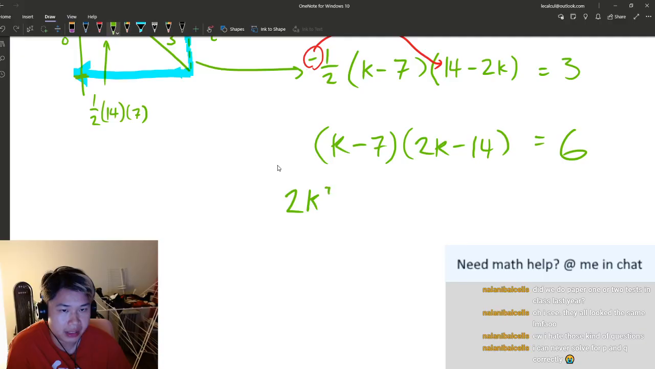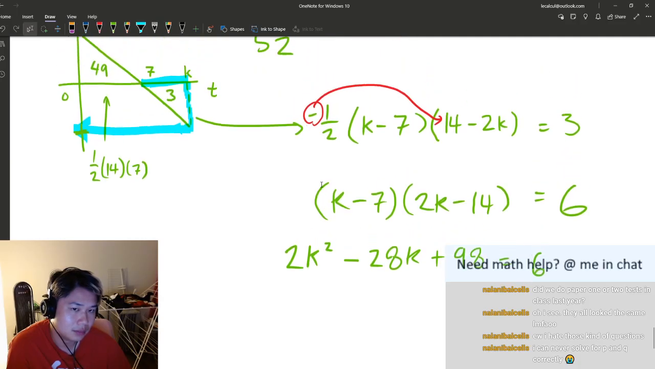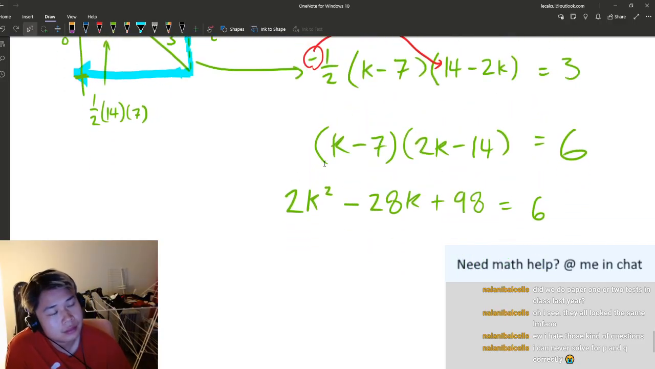So we have 2k squared. Please let this be easier than it looks. Nope. Minus 28k plus 98 equals 6. I can think of better ways that I could have approached this, but it's fine. Okay, assuming I multiplied this right.